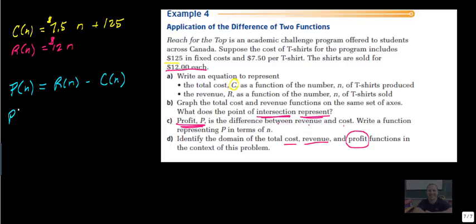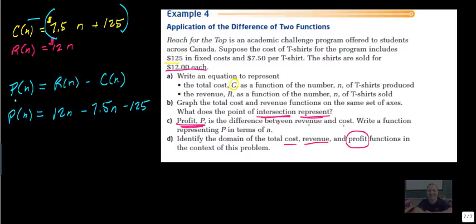And so the profit function is going to be 12n minus 7.5n minus 125. Because you have to subtract this whole thing, right? So it's minus this whole thing, so it's negative here. Sorry? Well, you don't have to put brackets. I did the two steps at once, right?